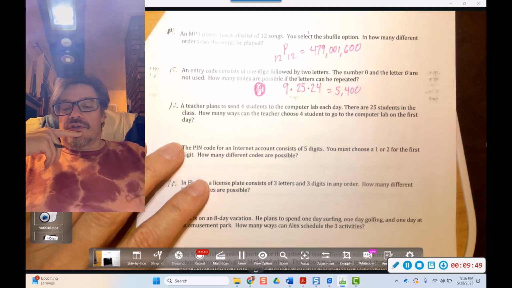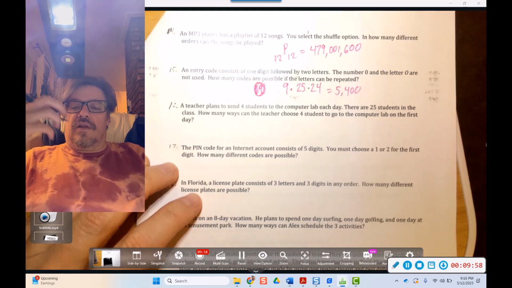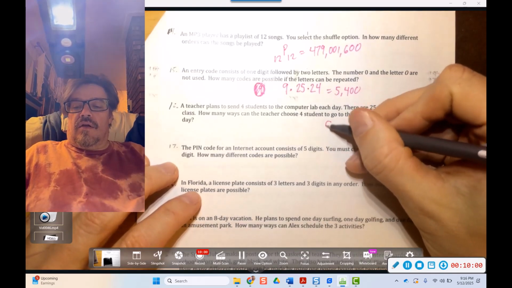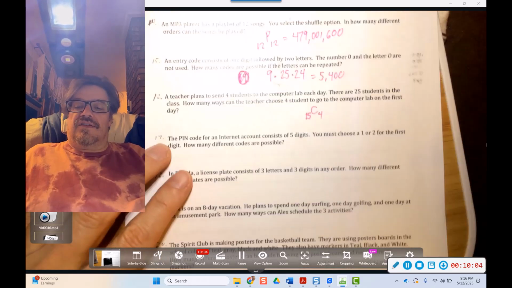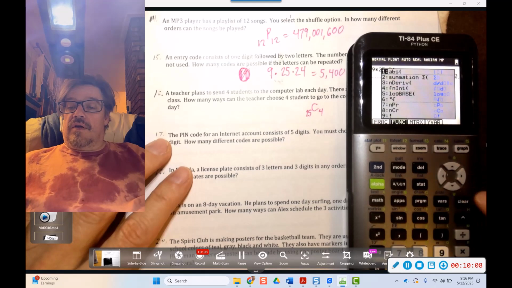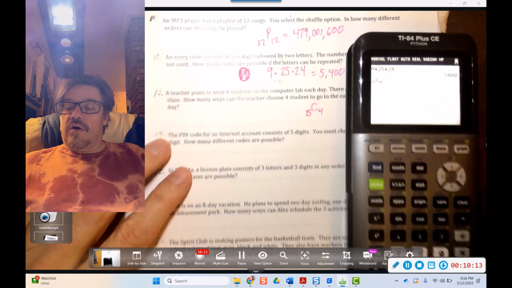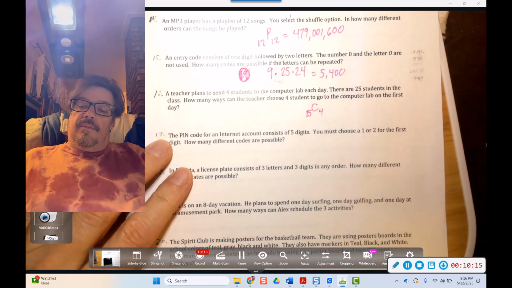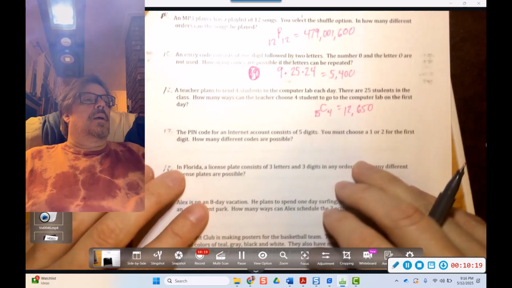A teacher plans to send 4 students to the computer lab each day. There are 25 students in the class. How many ways can the teacher choose 4 student groups to go to the computer lab on the first day? Now, the order doesn't count here. She does have 25 students, so that's going to be a combination. So here we go. Combination, and I got 25, and I'm choosing 4. Yep, large number, 12,650.